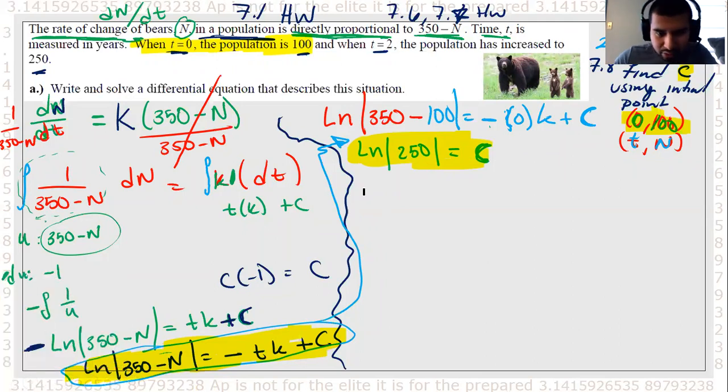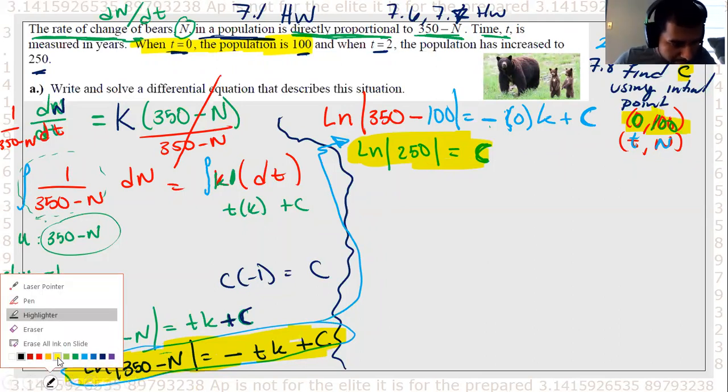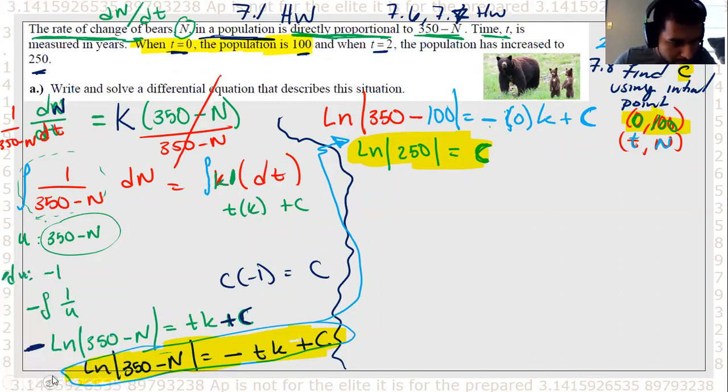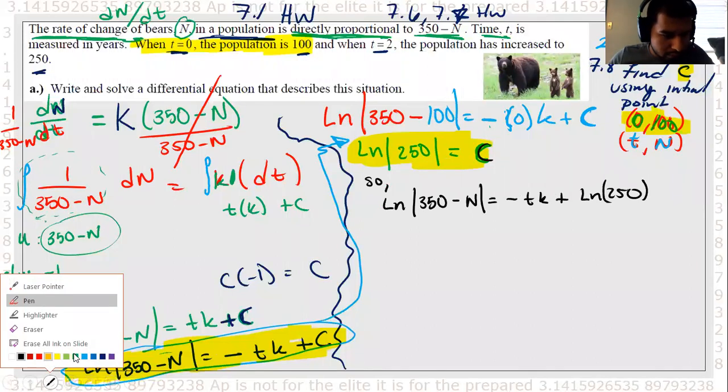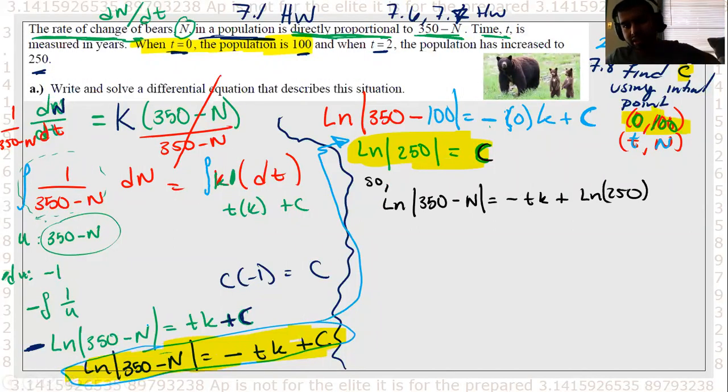So let me write what I have. So far I have this. The equation is ln 350 minus n equals negative tk plus my c, but I found out my c was ln of 250. This is what I know so far. Okay, so I'll wait a little bit just in case we need to catch up.